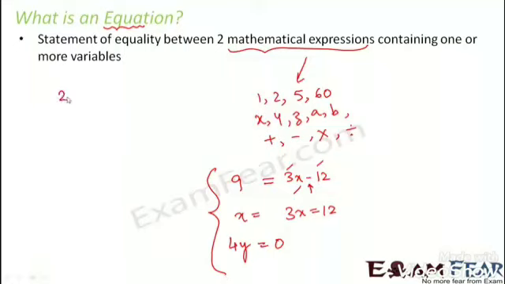For example, 2x plus 9 by 2 is equal to 5y. This is an example of an equation because you have the equality sign which says that whatever you see on this side and whatever you see on this side, they are equal.